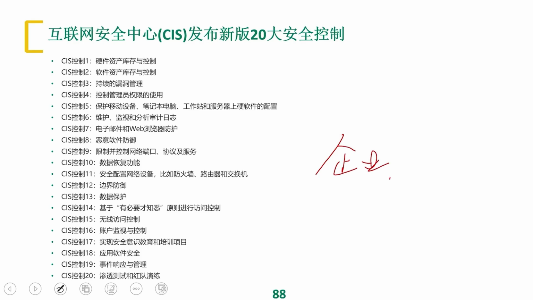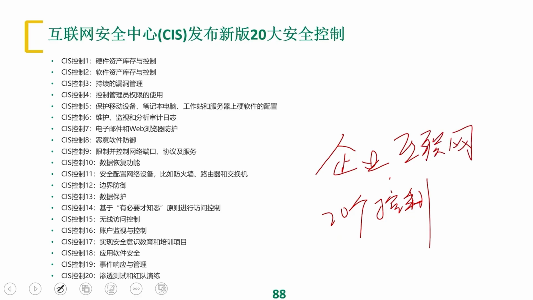The book gives an example called the Center for Internet Security, CIS, a standard for security controls. It called the top 20 security controls. What did it talk about? That is, as a company, if there is an internet exit or business, we must do 20 controls against the internet. The 20 control items are the 20 controls that a company must do if there is internet business.